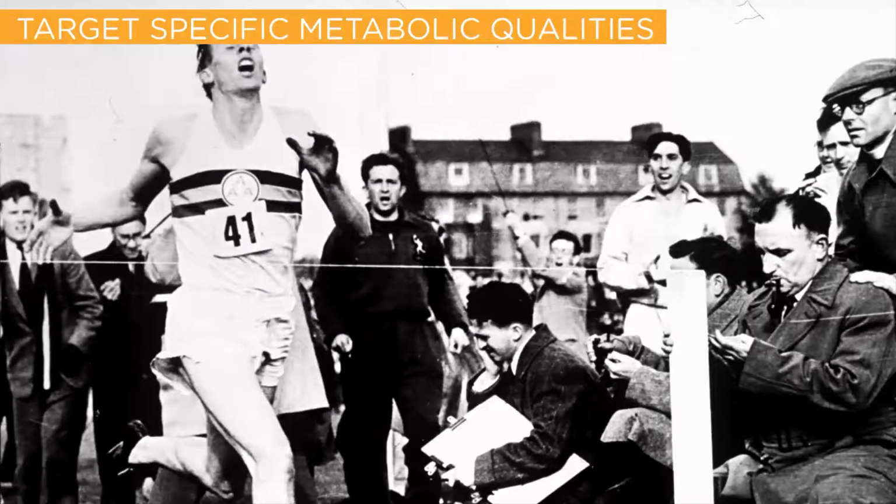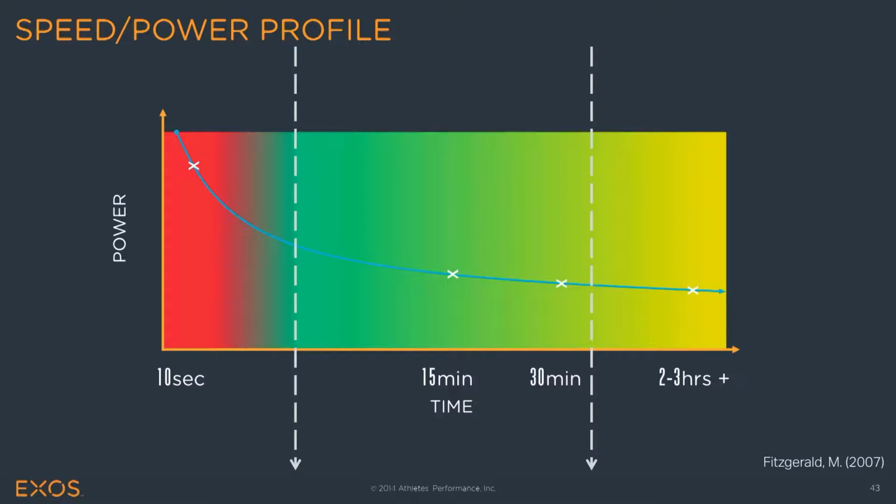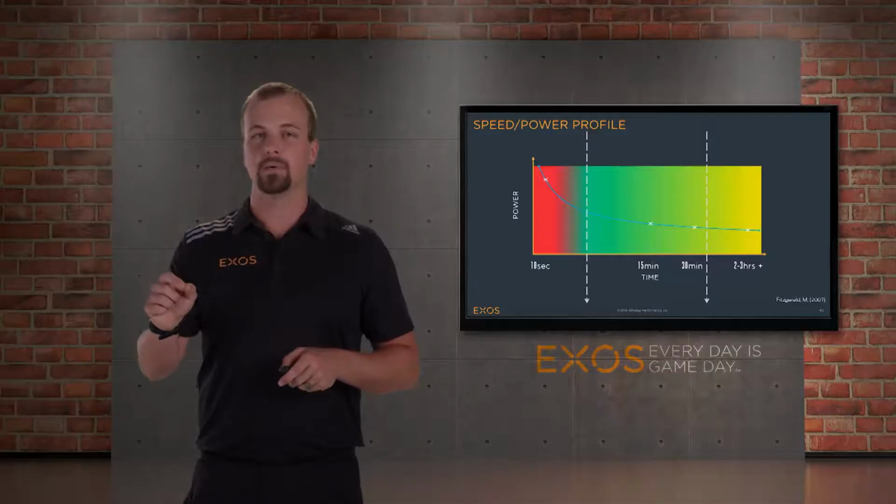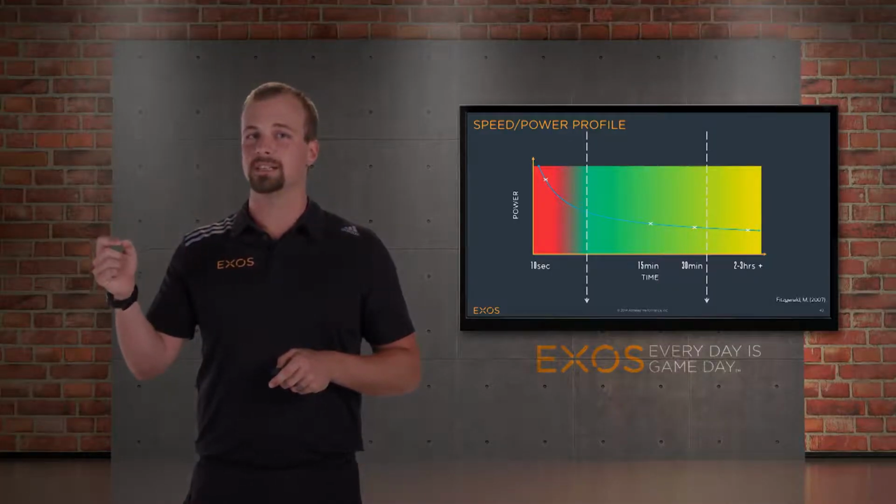So now we can start to target specific metabolic qualities that we know our athletes are going to be missing based on the information that we got out of that first step of identifying their weak links. So we look at the speed power profile here, right? And of course, understand there's going to be a high, medium, and low intensity type zone. And we need to start working in a way that's going to target the adaptations necessary.